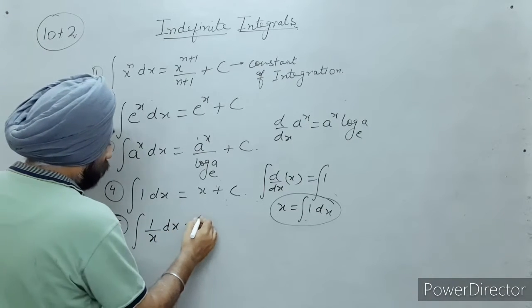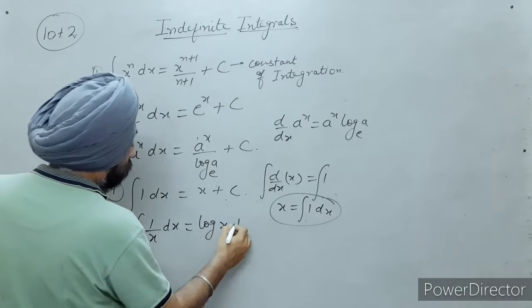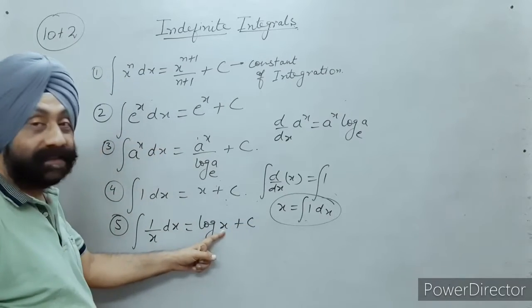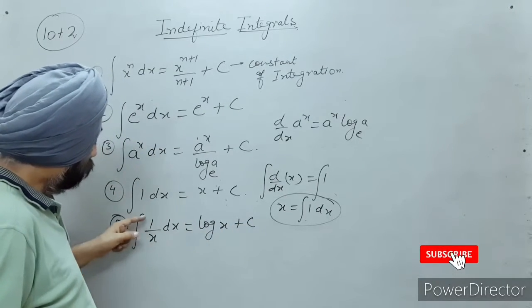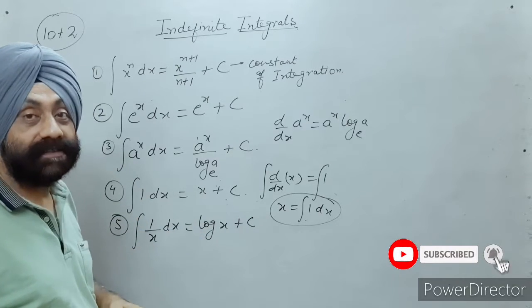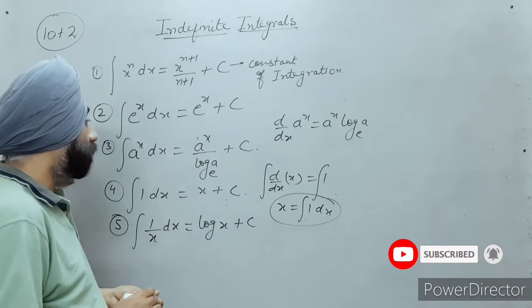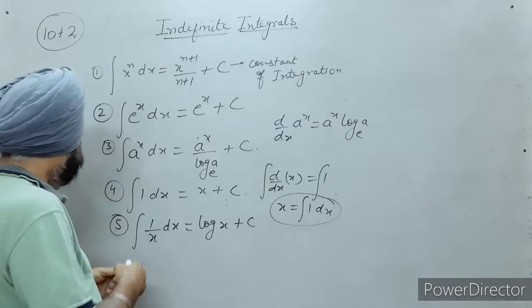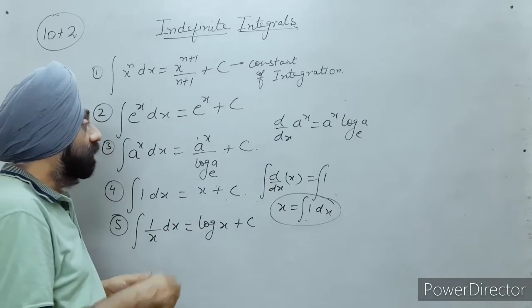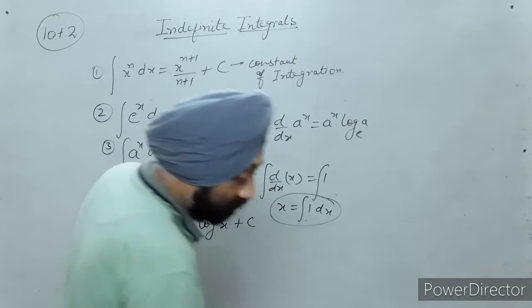Right? Now, the fifth one is integral of 1 upon x dx. This is log of x plus c. The derivative of log x is 1 by x. So the integral of 1 by x is log x plus c. These are some basic formulas which will be used in integration along with some properties of the logarithms.